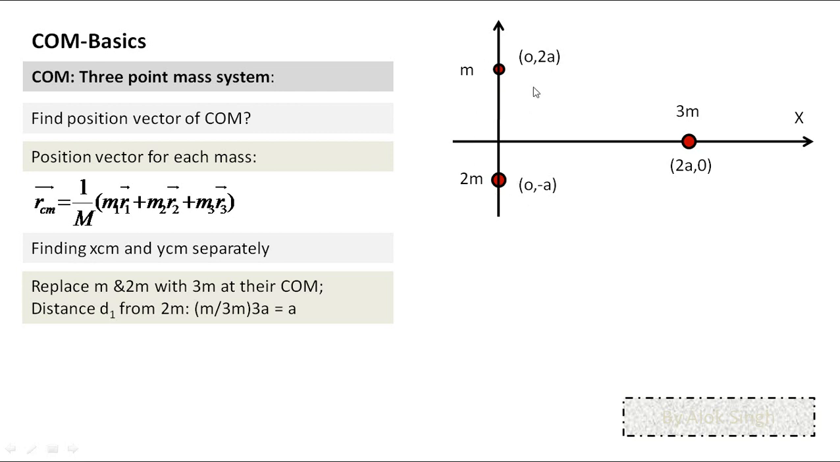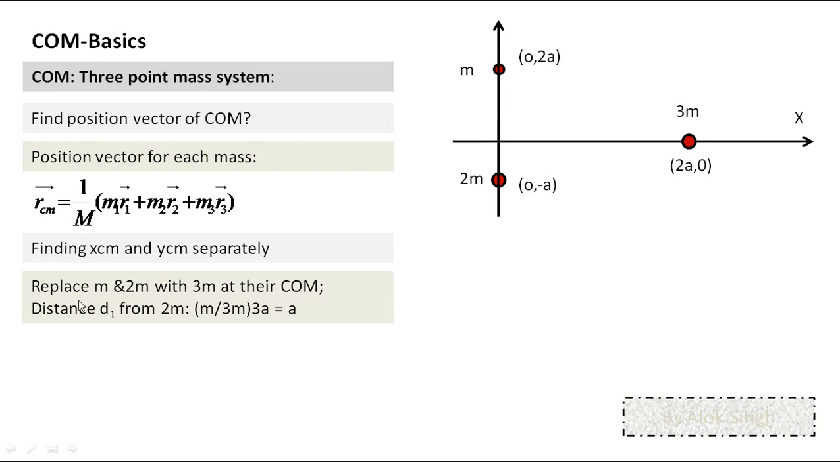How do I find the center of mass of these two masses? With what I have done before, I can find the center of mass. The distance d between them is 3a. Hence the distance of the center of mass from 2m will be equal to the opposite mass m into distance 3a, divided by the sum of the masses 3m. So the distance of the center of mass from 2m will be equal to a, which will be at the origin.